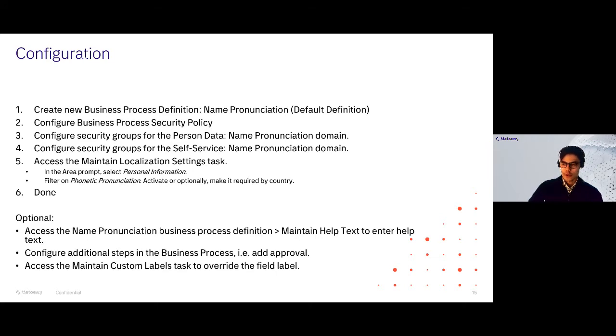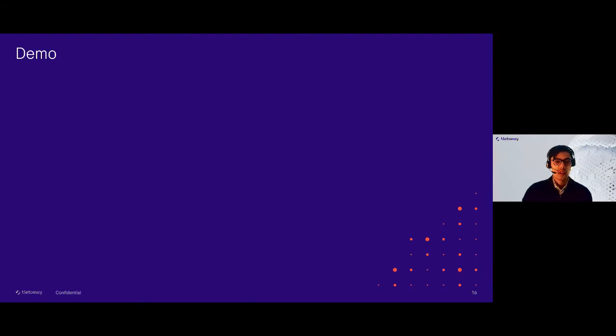You can also optionally add a help text if required. You can also configure additional steps in the business process, for instance, adding an approval. And you can also override the field label using the maintain custom labels task. So let me show you a demo of the feature.